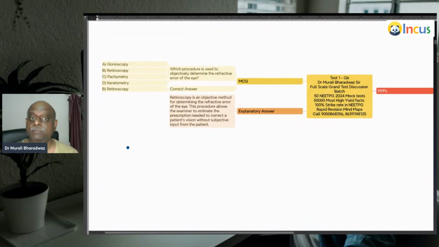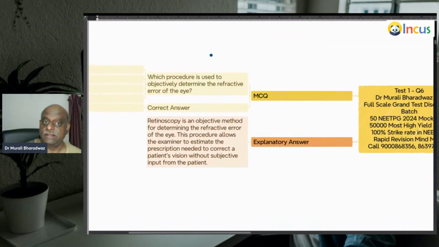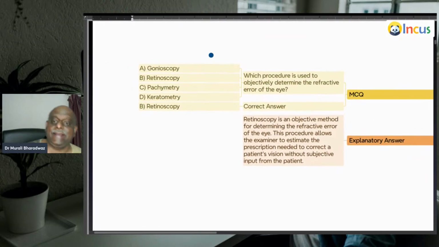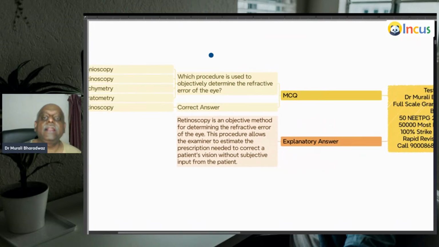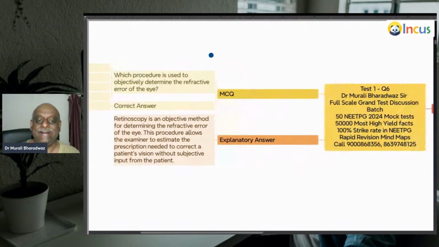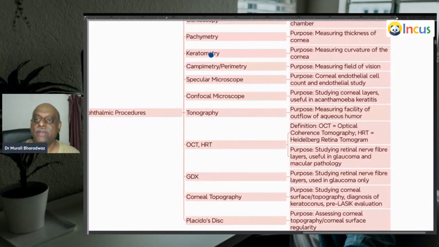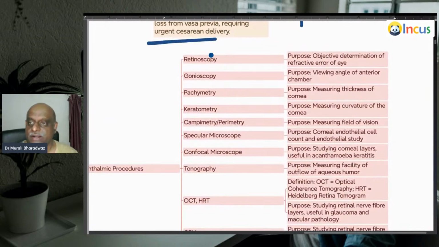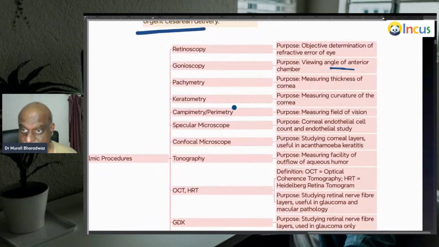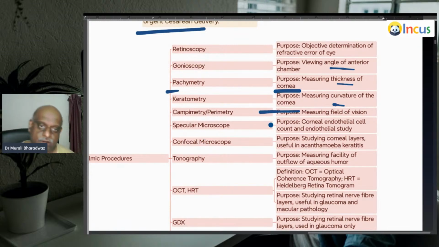Which procedure objectively determines the refractive error of the eye? Retinoscopy. Retinoscopy. So everything, anything you should know, doctor. Gonioscopy, angle of the anterior chamber. Pachymetry, thickness of the cornea. Keratometry, curvature of the cornea. Campimetry, field of vision.